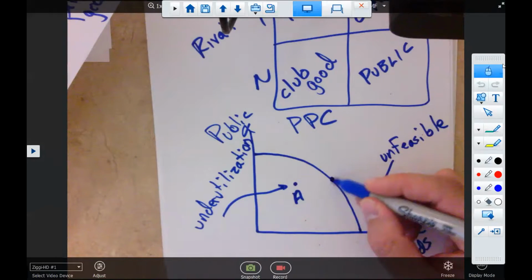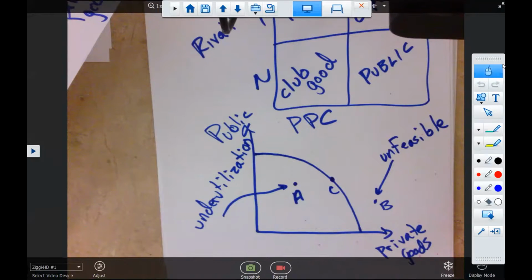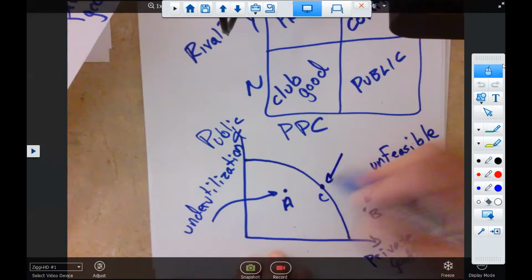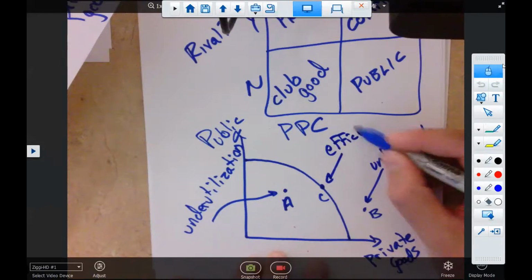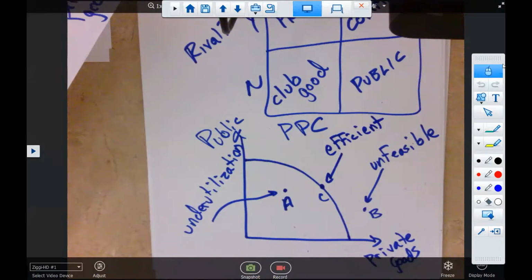What about point C? What do we call it when we're at point C? No, that's where two curves meet, the supply and demand curves. Efficient! Yay! Good job. That's an efficient use, right? Very good.